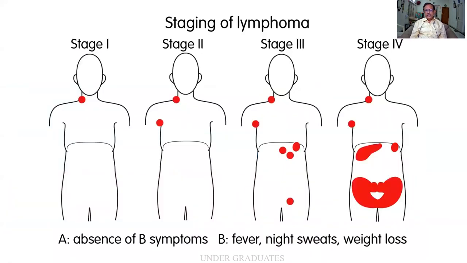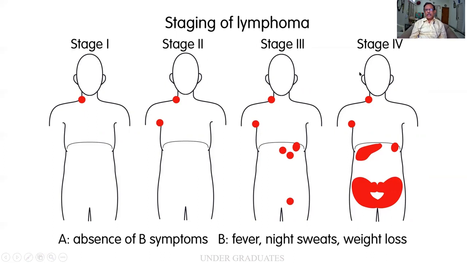And this is a staging. This I have given pertinently because there is a question, how do you stage this disease? So in this case, it is totally absent. A means absent. In stage 1, I find that there will be a single group of node or a single node that is present. And in stage 2, I find that there can be two different groups of nodes. And in stage 3, I find that there can be nodes or organs on either side of the diaphragm. And in stage 4, there can be hepatosplenomegaly and bony metastasis can be there, involvement.